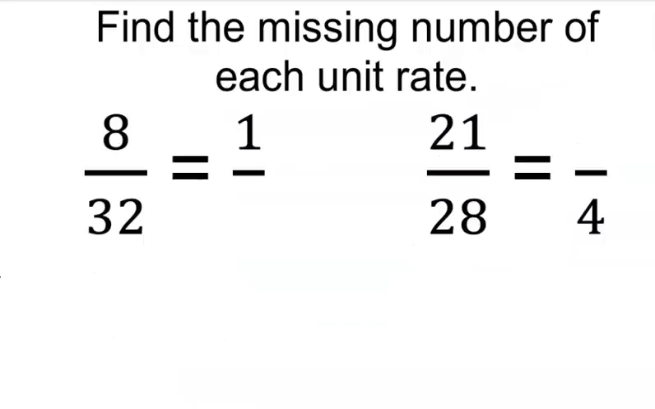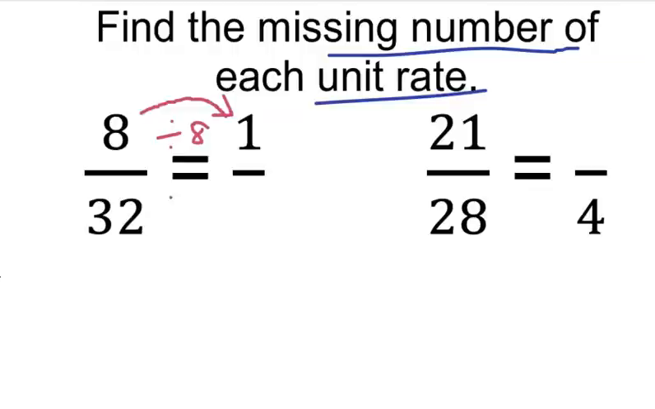We are now going to find the missing number of each unit rate. Let's see if they're both unit rates. This one looks like it's going to be because there is a 1 on this side. Last time they said unit rates, it was just rates, so we'll see if that's actually the case. Let's look at this first one. To get from 8 down to 1, we have to divide by 8. So 32 divided by 8 is 4. The missing number for this one is 4.